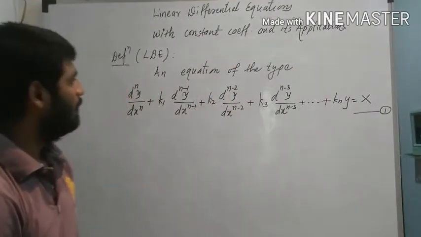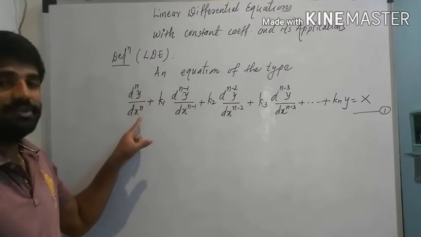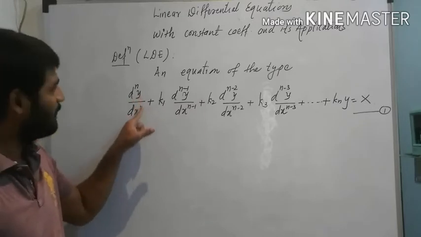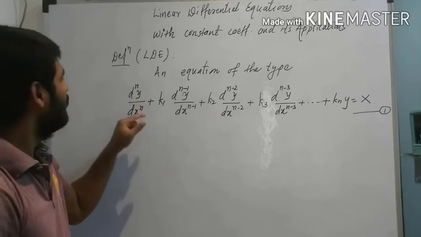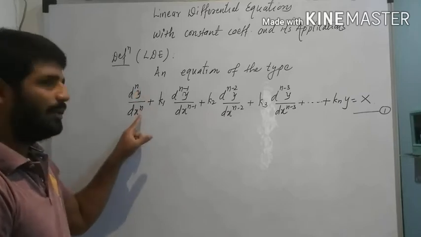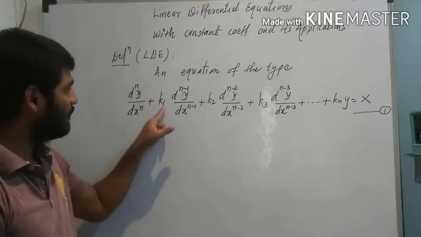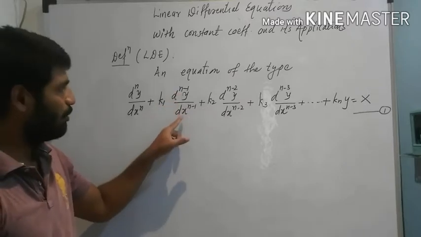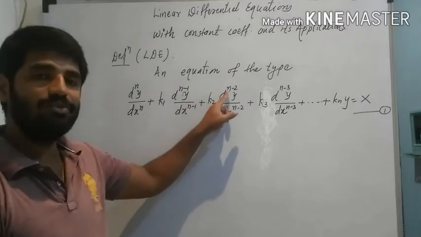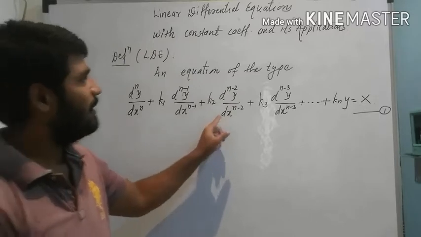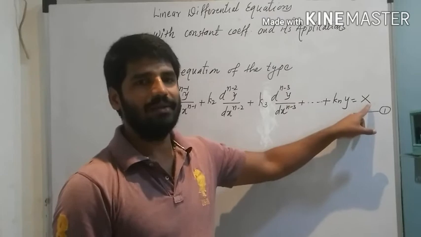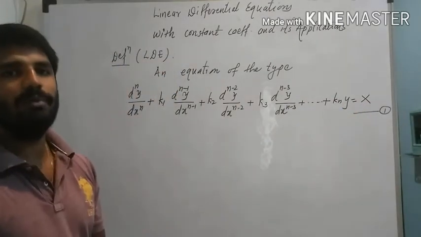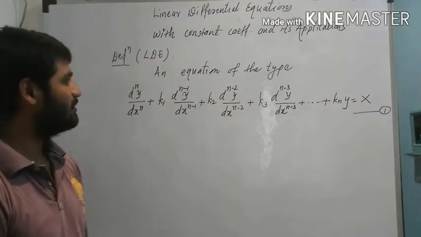See once again, the nth derivative of y with respect to x, where y is the dependent variable and x is the independent variable. So express this equation in terms of x and y. The first term is the nth derivative of y with respect to x. Second is k1 into the (n minus 1)th derivative, k2 into the (n minus 2)th derivative, and so on. The last term is kn into y, equal to capital X. So this is the general form of a linear differential equation with constant coefficients.